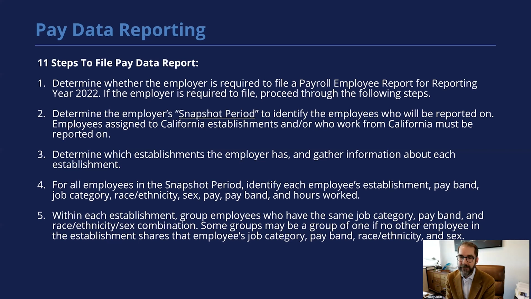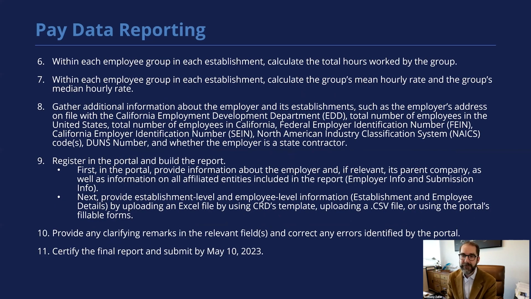And then within each establishment, employers have to group these employees into different groups. And then moving on to step 6, within each group, the employee group in each establishment, the employer has to calculate the total hours worked by the group. And then each employee group in each establishment, the employer has to calculate the group's mean hourly rate and the group's median hourly rate. And then step 8 is gathering general information about the employer, different federal and state ID numbers that have to be listed on the report as well.